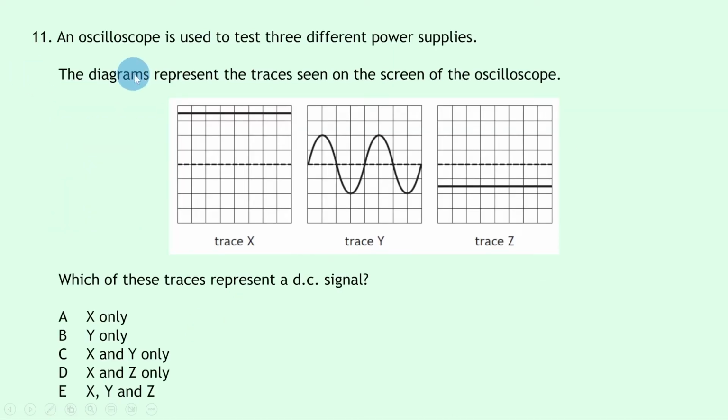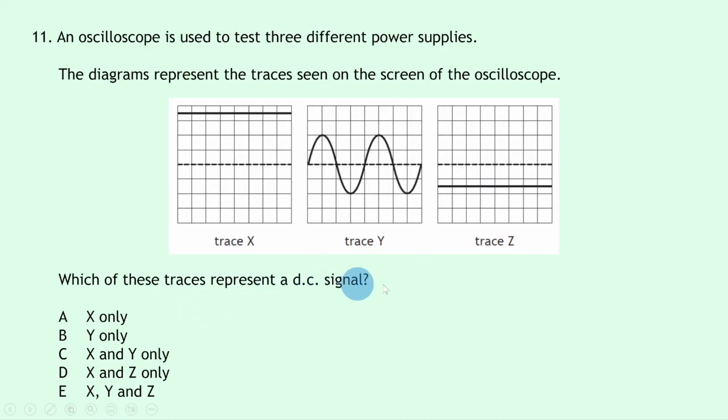Question 11 says an oscilloscope is used to test 3 different power supplies. The diagrams represent the traces seen on the screen of the oscilloscope. So we have trace X here, this straight line, trace Y, which is a wave, and trace Z, which is another straight line. And it says which of these traces represent a DC signal.